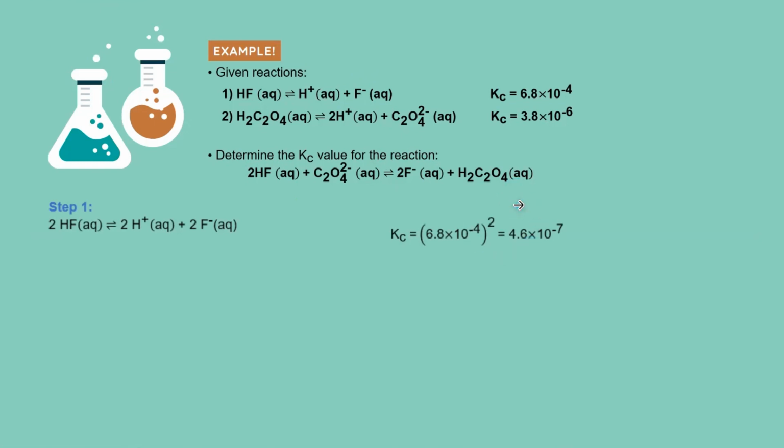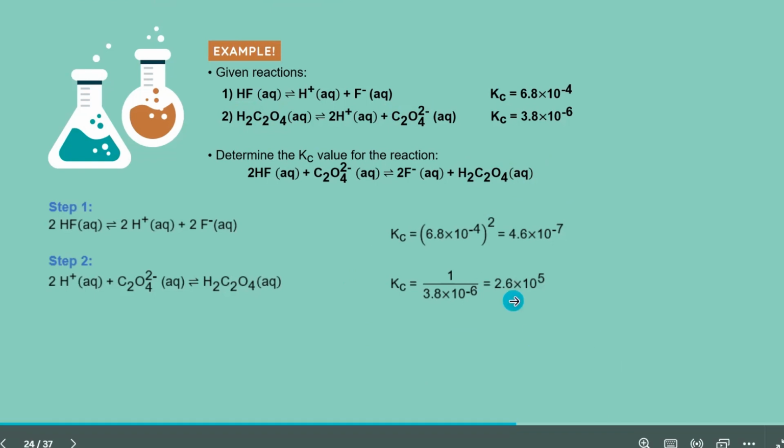Now moving on to the second step, upon observation, we can tell that the reactant in the second equation is on the product side of the net equation, while the reverse is true for the products. Therefore, let us try to reverse the second equation to align with the net equation, and correspondingly, we must modify its equilibrium constant by taking its reciprocal.